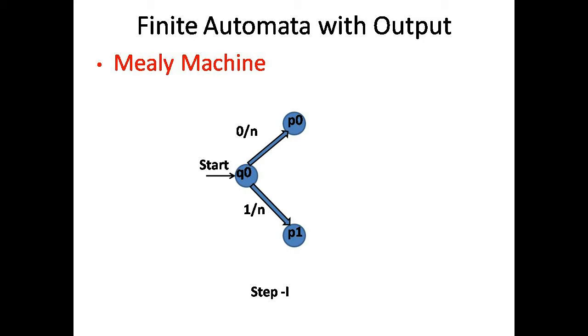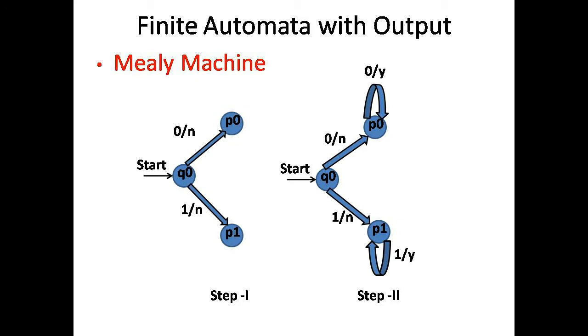Similarly, on 1, the transition will go to P1, which will look for the second consecutive 1 to get double 1. In P0, if we get 0, it should remain in the same state and should produce output Y, as we got double 0. It should remain in the same state because the string may be of the form 0000.